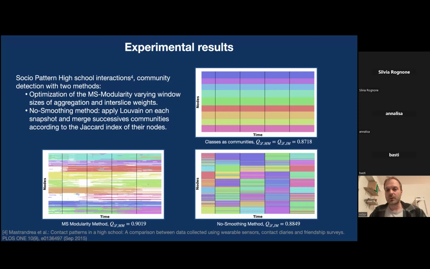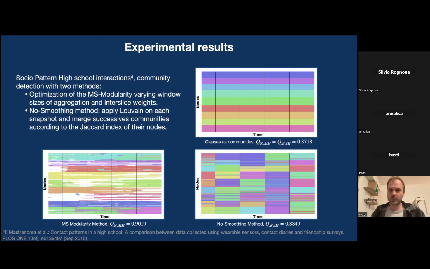So if you look at the graph on the top right, you have the classes as communities, and both longitudinal modularity scores are the same. The vertical black lines are the nights. In the night, there are no interactions, and so the communities cease to exist. I didn't display the whole night because it would have been absurd, but keep that in mind.